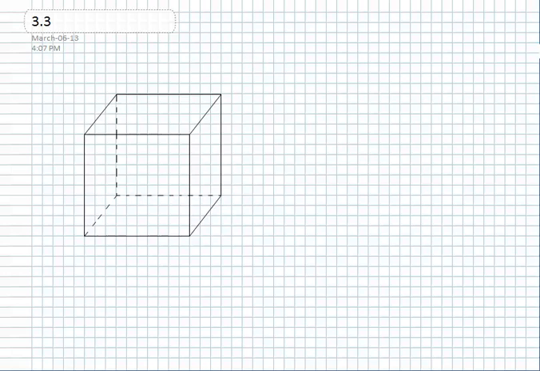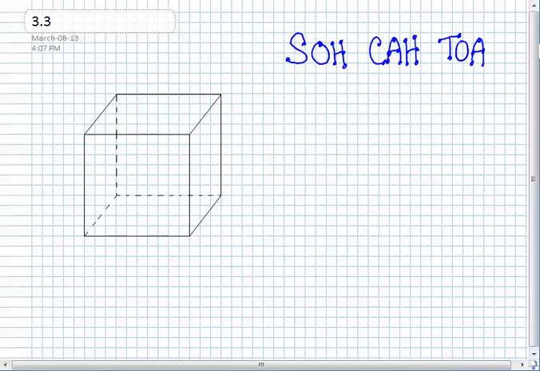Alright everybody, we are going to get 3.3 taken care of pretty quick here because there is nothing new to really show you. We are just doing more problem solving involving trigonometry and multiple triangles. So it's all just going to be the same thing: sine, cosine, tangent. In other words, SOHCAHTOA is going to be your best friend for this section as well.